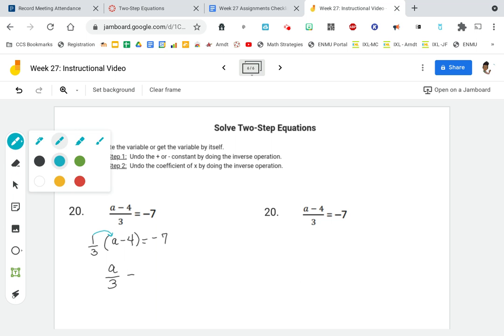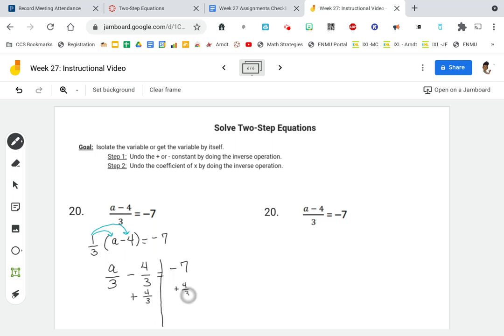Minus, and then we have to take a positive 1/3 and multiply it by a -4, which is going to give us -4/3, equals -7. Okay, so remember, we need to isolate the variable. Right now, we need to get rid of that -4/3. So the opposite of -4/3 is +4/3. And what we do to one side, we do to the other.